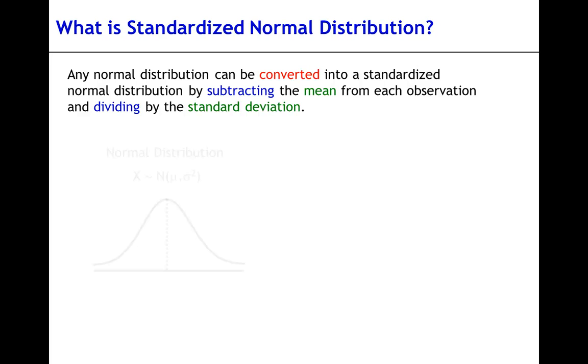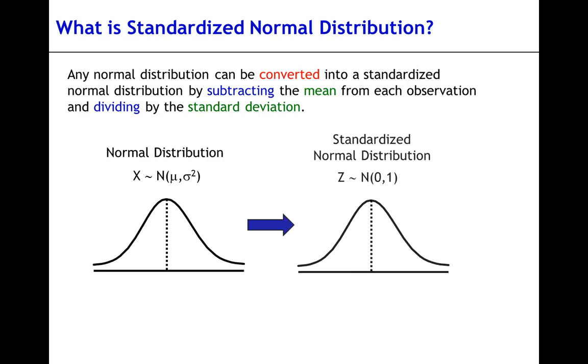Any normal distribution can be converted into a standardized normal distribution by subtracting the mean from each observation and dividing by the standard deviation. By doing so, a random variable x, which is normally distributed with a mean of mu and a standard deviation of sigma, becomes standardized as a random variable z, which is also normally distributed but with a mean of 0 and a standard deviation of 1.